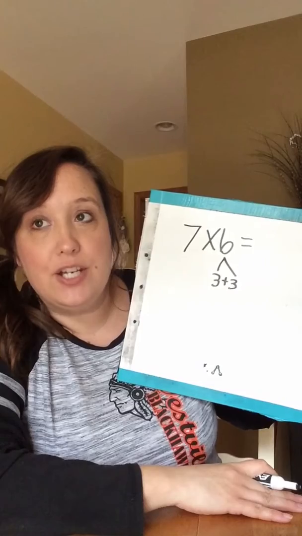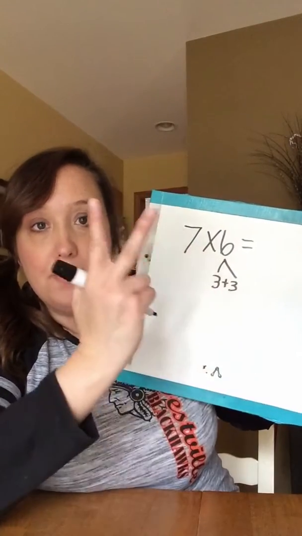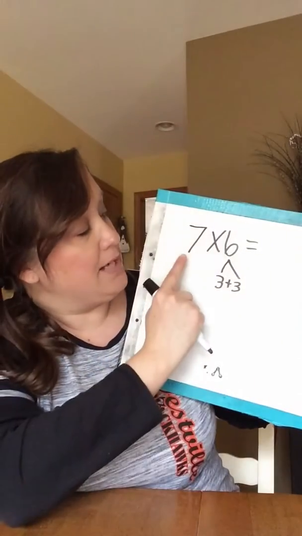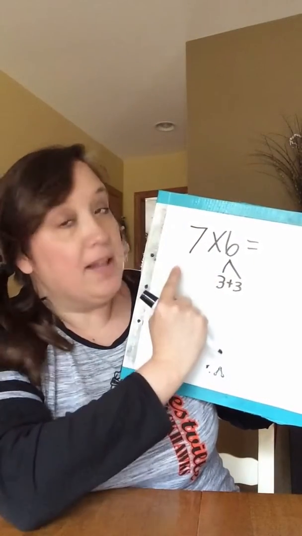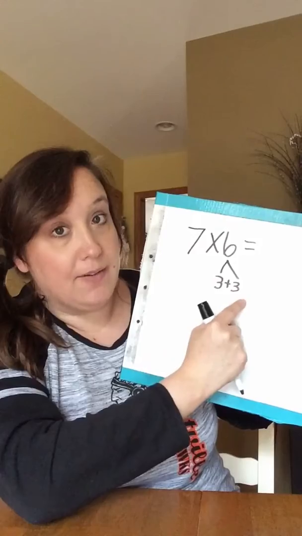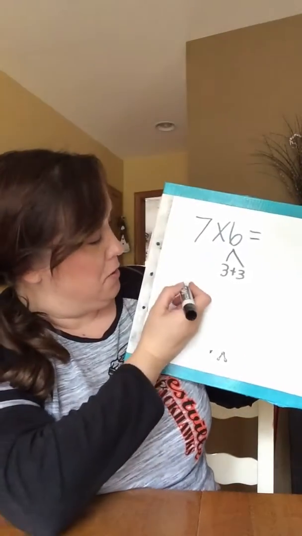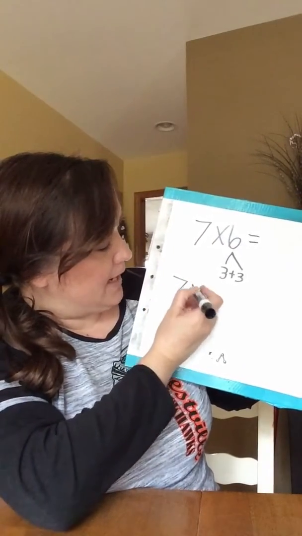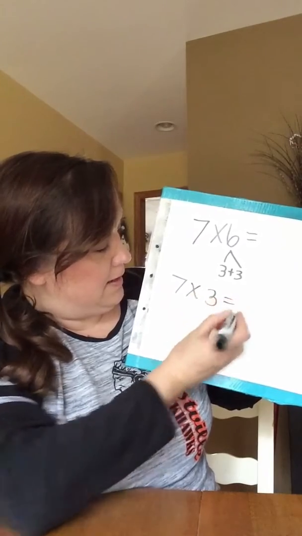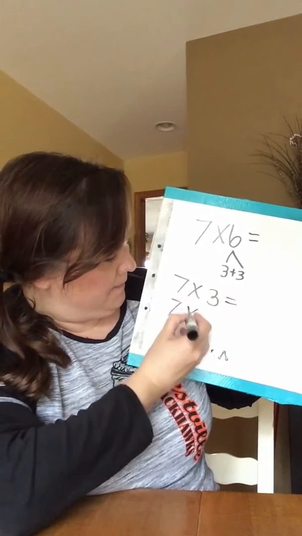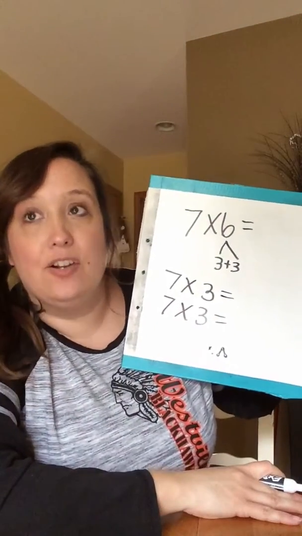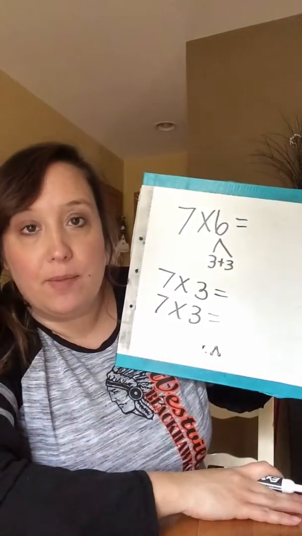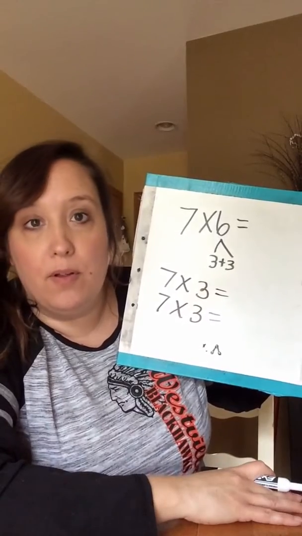So this is like me changing this big old math problem into two smaller ones. So instead of 7 times 6, I'm going to start to think 7 times 3 plus 7 times 3 instead, okay? So let's rewrite that down here. 7 times 3 and 7 times 3. So now that doesn't look so scary when I see some of the bigger numbers. Now it looks a little bit more doable, okay?